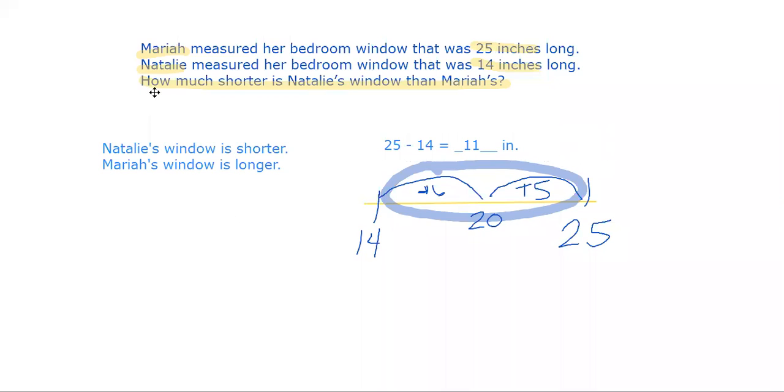The question again says, how much shorter is Natalie's window than Mariah's? Okay, if I wanted to be really specific, I would say 11 inches shorter because Natalie's window is 11 inches shorter than Mariah's. Finding the difference between two numbers. This is very similar to in class when we have solved how many more or how many fewer. We're still finding the difference instead of the sum or the whole.